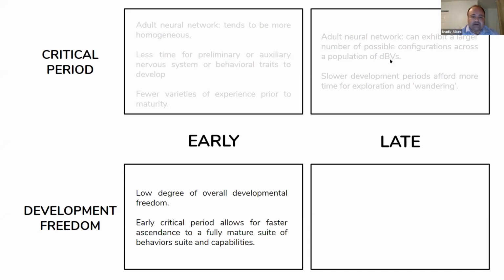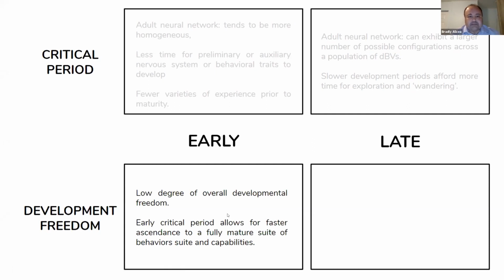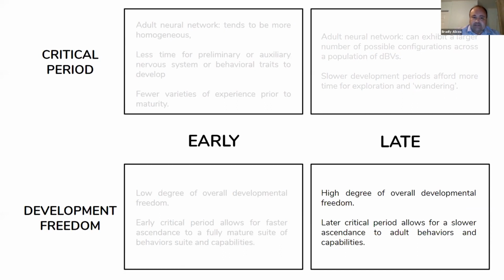Then if we look at developmental freedom, we see that there's a low degree of overall developmental freedom when you have an early critical period, and then of course correspondingly early developmental freedom. And this early critical period allows for faster ascendance to a fully mature suite of behaviors and capabilities. With late developmental freedom, which corresponds to the late critical period, you have a high degree of overall developmental freedom, and this allows for a slower ascendance to adult behaviors and capabilities.